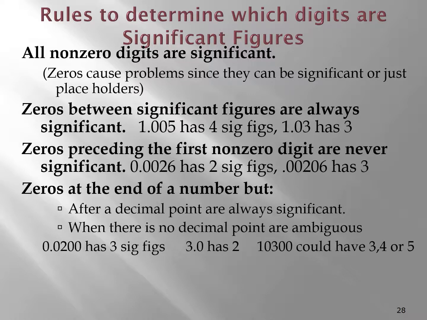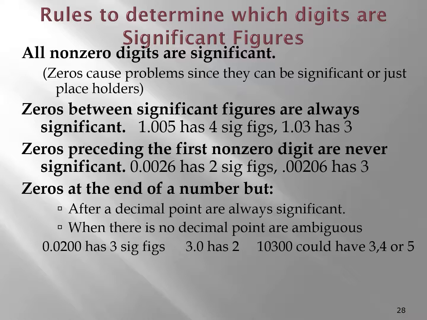So, here looking at this, 0.0200, we count all the zeros to the right of the 2. So the 2 and the 2 zeros to the right are considered significant. So it has 3 significant figures. 3.0 has 2 significant figures because we're indicating, yep, I measured that to 1 decimal place and it is a 0. Now the number 10,300, it could be 3 significant figures, it could be 4, it could be 5. It really depends on who did the measuring.